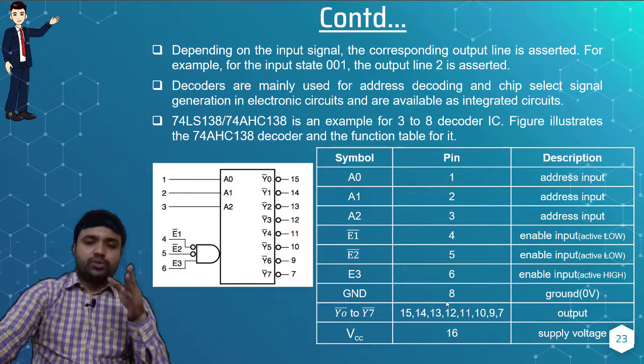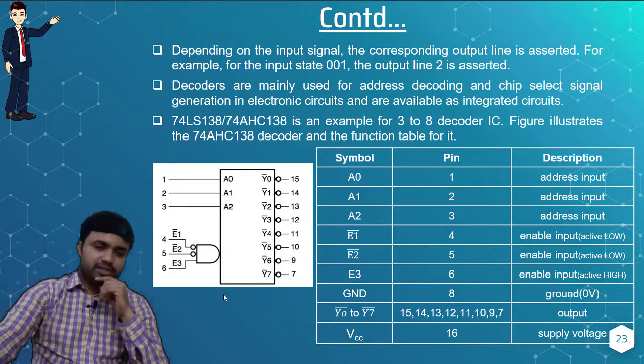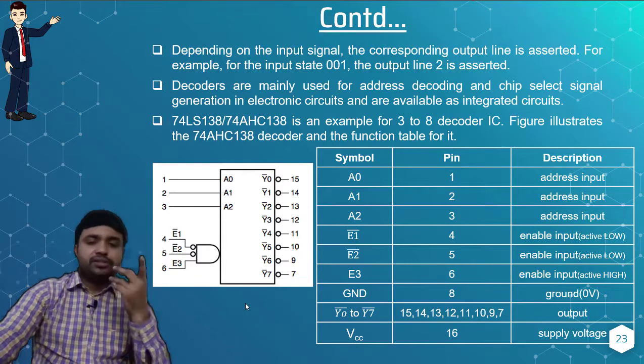Okay, so let's see the functional table also for the 74138 decoder. Here in this SC diagram, you can see we are having 3 inputs, that is A0, A1, A2, and we're also having 3 different inputs, that is E1 bar, E2 bar, E3. So these are considered to be the enable pins. Okay, so we'll see the importance of enable combinations in the functional table.